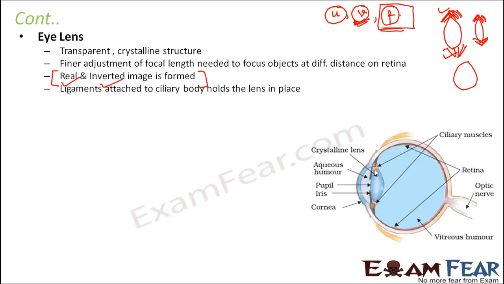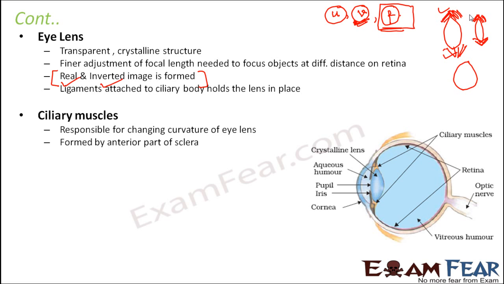Because if the lens starts moving, if it is not fixed at a particular place, in that case the image formation will not take place properly, because your object distance as well as image distance will also start to vary. So the lens has to be present at the correct position. Next is the ciliary muscles. Now these are responsible for changing the curvature of the lens, which I was discussing just now, and that is how it can change the focal length of the lens.